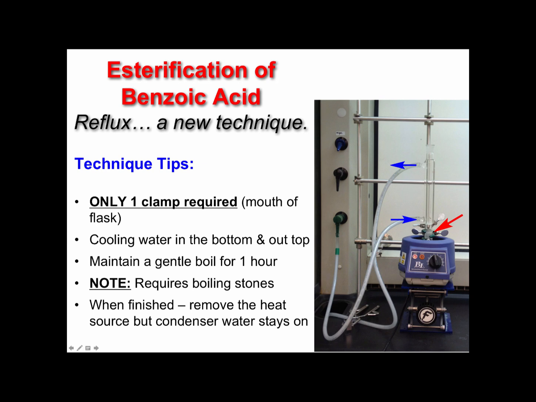It sits up on top of a lab jack. There's only one clamp that's used in this apparatus. That one clamp is firmly secured at the mouth of the round bottom flask, where this red arrow is pointing. Make sure that that clamp is well tightened on your flask, and make sure it's connected very tightly by the clamps that hold it on to the lab frame.